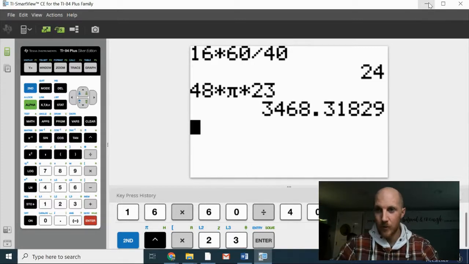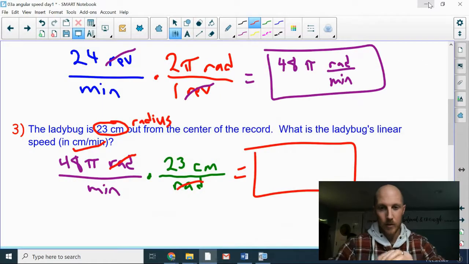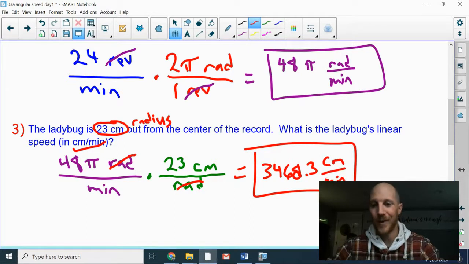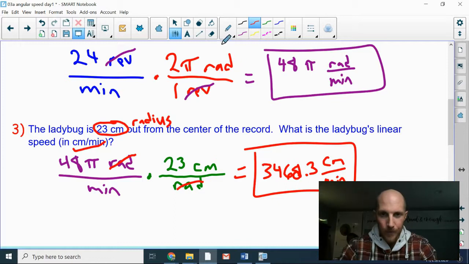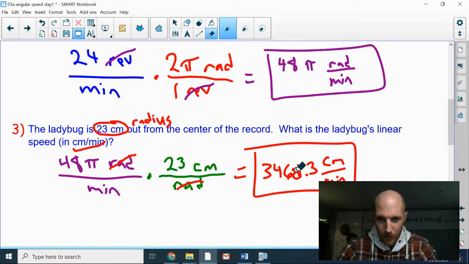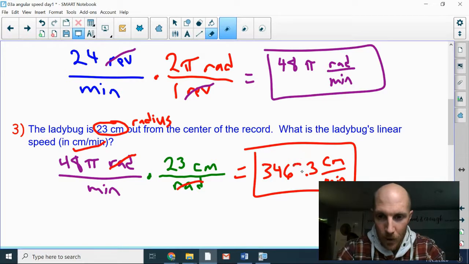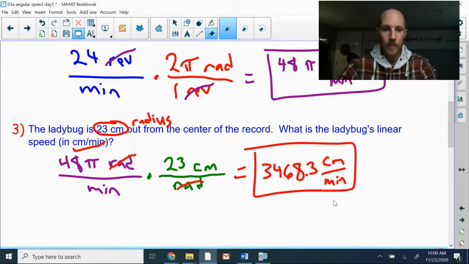3468.38 centimeters per minute. That's a fast ladybug. It's also a terrible 8. Nobody can read that. Let's see if we can make this 8 more 8-ish. Okay. 8. That's better.